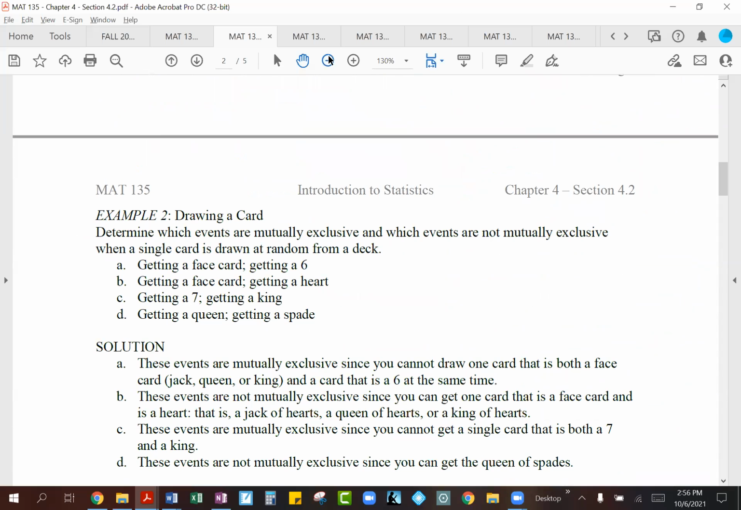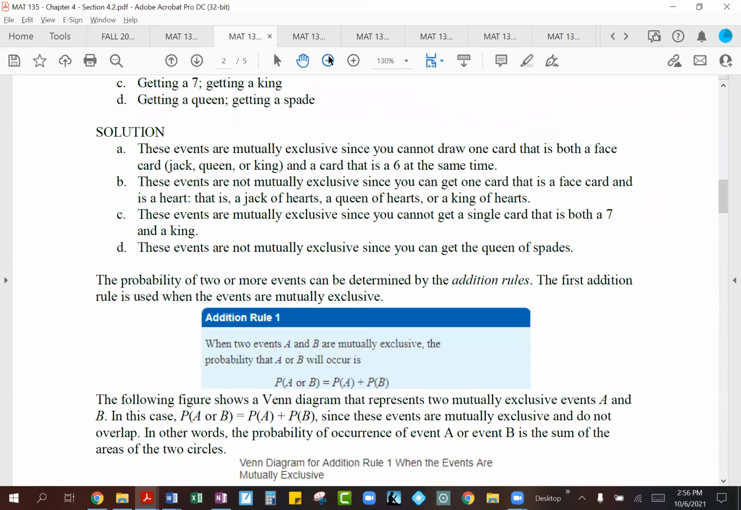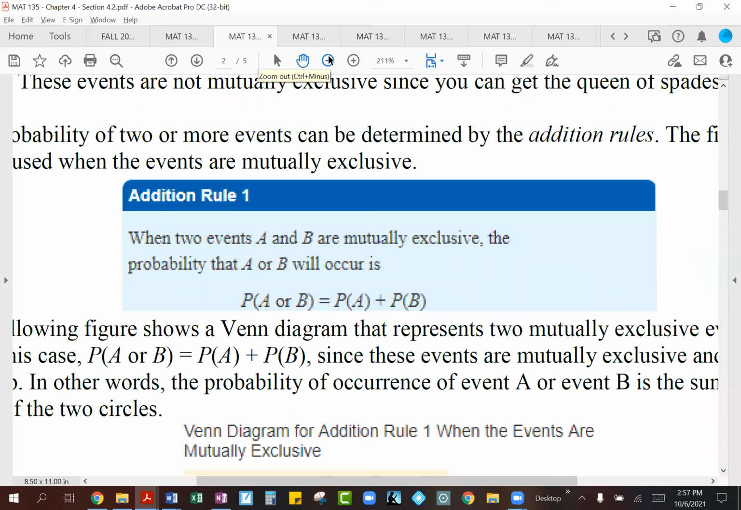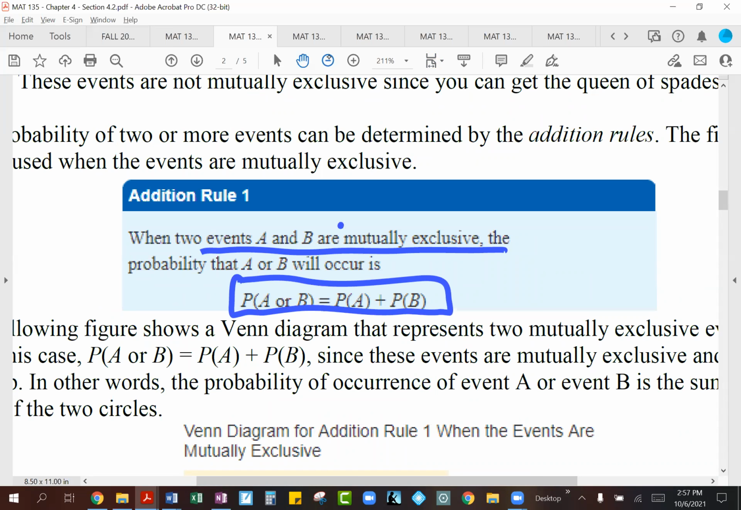So that is actually something we have to be thinking about when we are trying to consider the probabilities and how to calculate them, because you will see that when we talk about events being mutually exclusive, when two events, A and B, are mutually exclusive, then this is going to be your addition rule for mutually exclusive events.